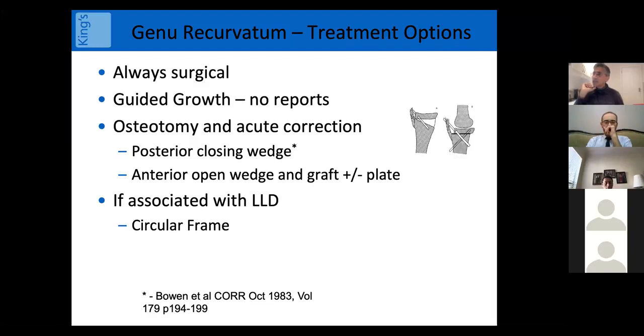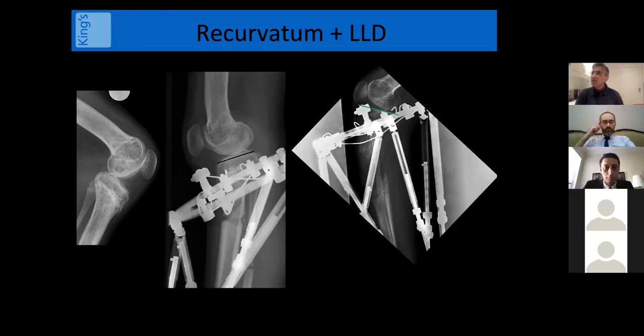Osteotomy and acute correction is the most common way of dealing with this. The first osteotomy described was a posterior closing wedge and translation, but more and more reports are coming of anterior wedge with opening and grafting and plating. And as I said, it is associated with LLD, or in this case was, so we used a taylor spatial frame again and reversed the tibial slope by creating an anterior apex here, and then lengthened the tibia. So she has done well.